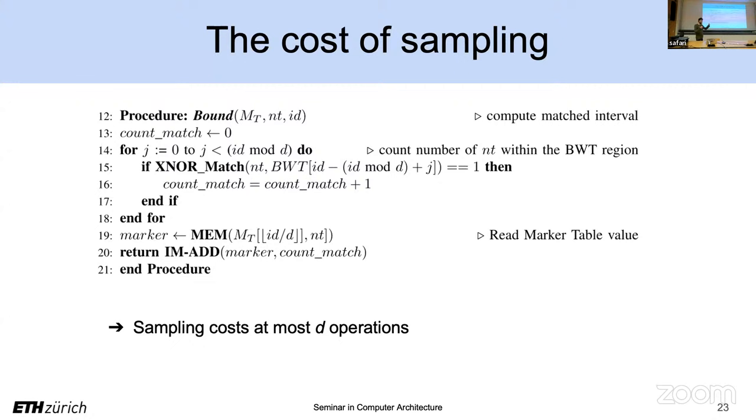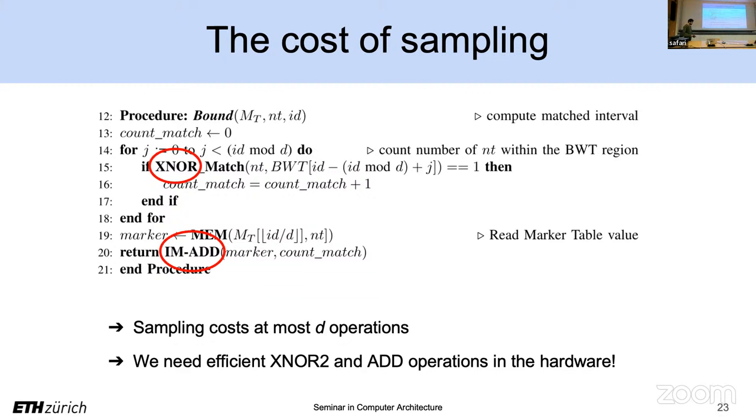And what we do is exactly the same as what we did manually before. So we count the matches with the BWT. That was the first step. And then we add this to the value we still have in the marker table. That's the second step. So for this, we need two operations. And that's the key message of this slide. So these two operations, count and add, will be very important for the implementation in the hardware.